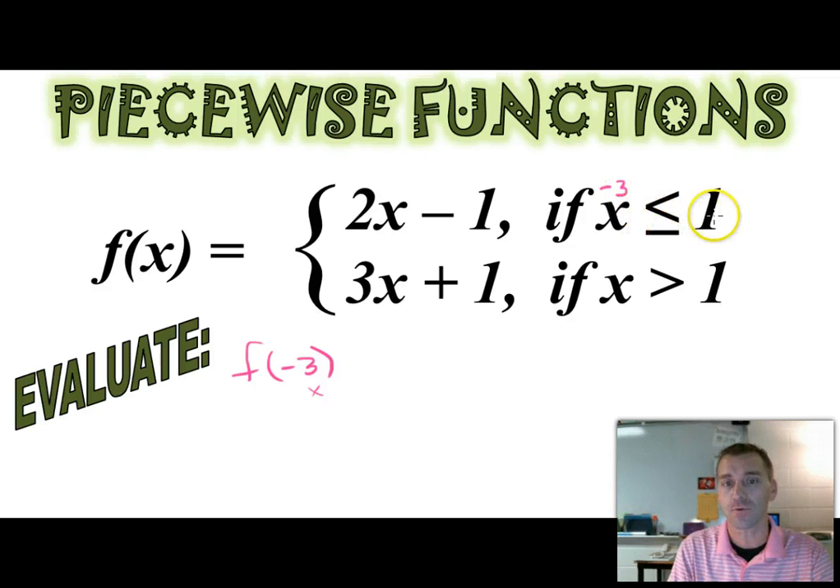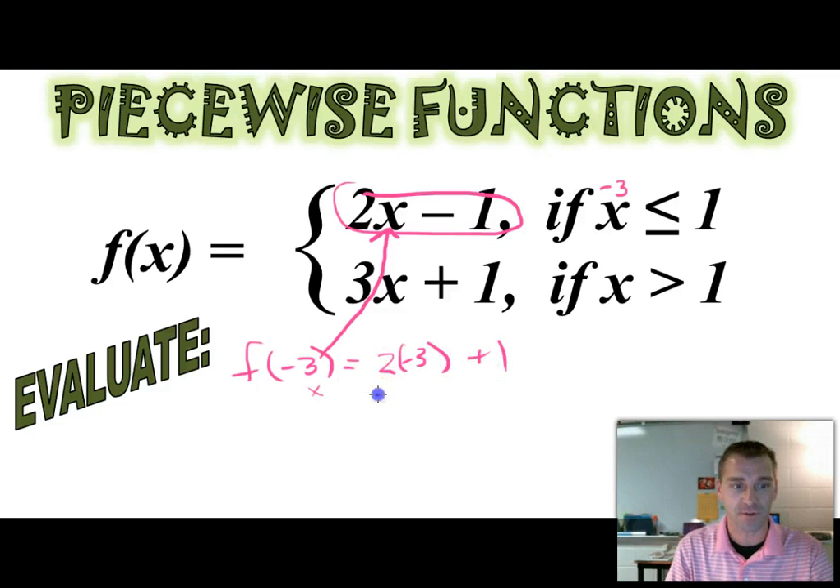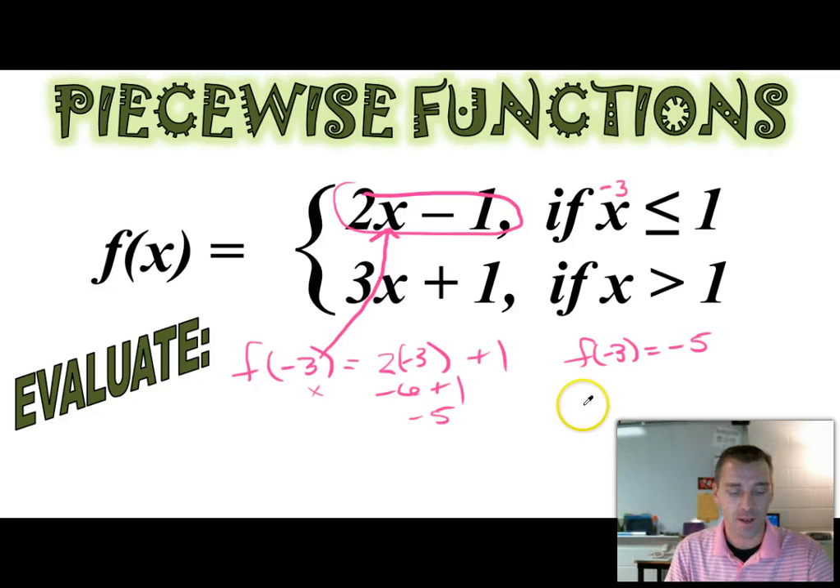-3 is less than or equal to 1, so I use this particular function right here, that train track, that part of the train. So I put -3 in for x, and I evaluate it. I just simply do the math. So this gives me -6 plus 1, which gives me -5. So what's cool about it is that the value of this particular piecewise function, when x is -3, would output to me -5. Beautiful. Let me do one more.